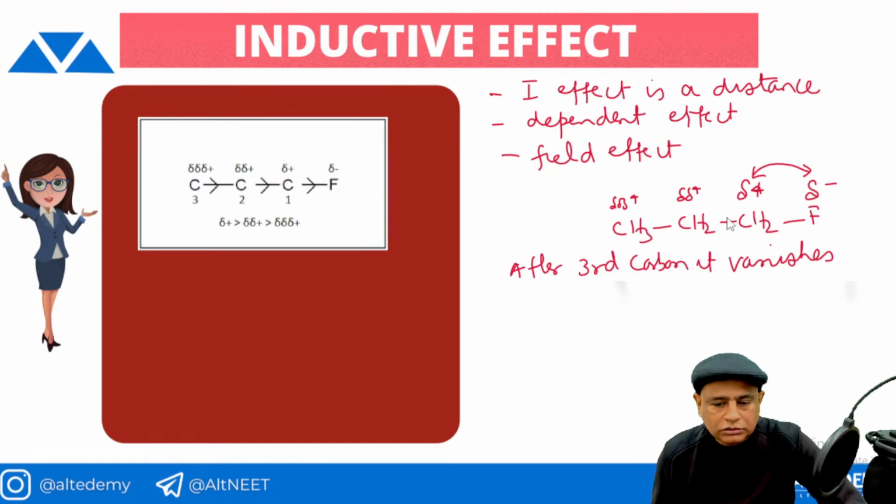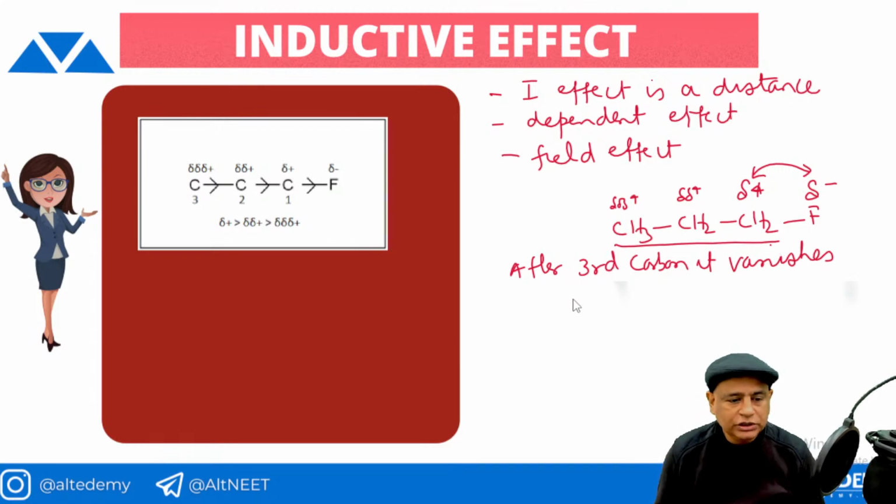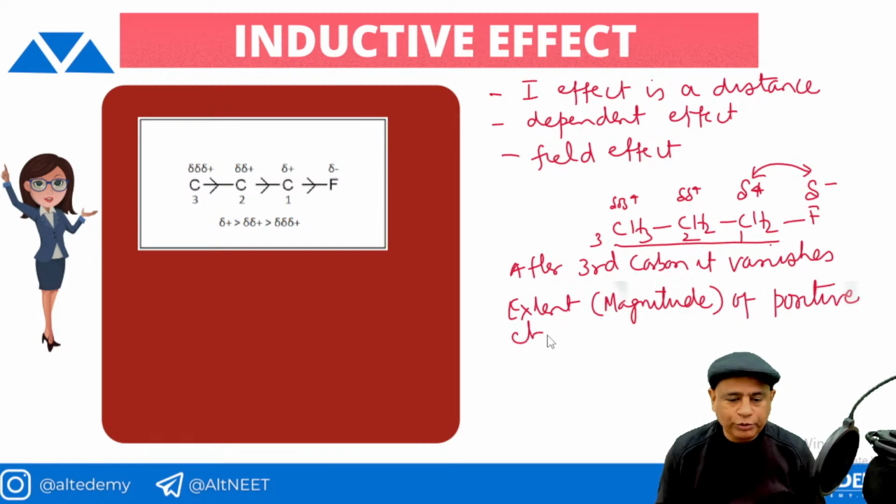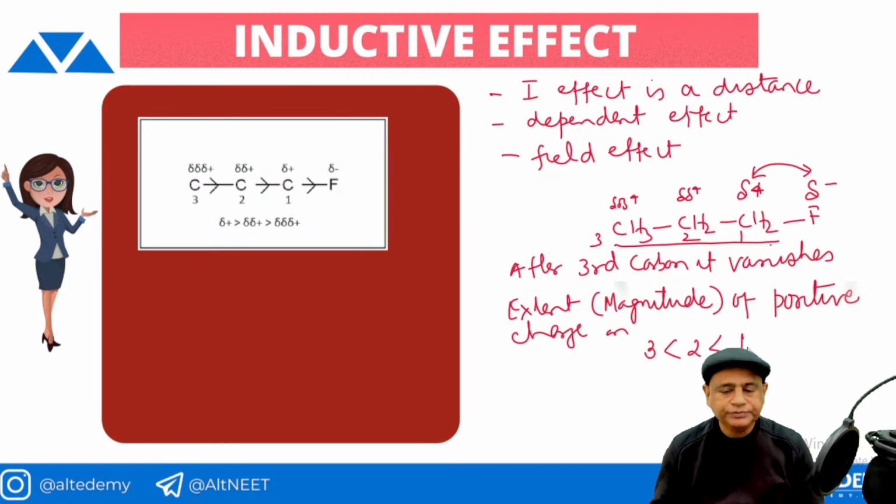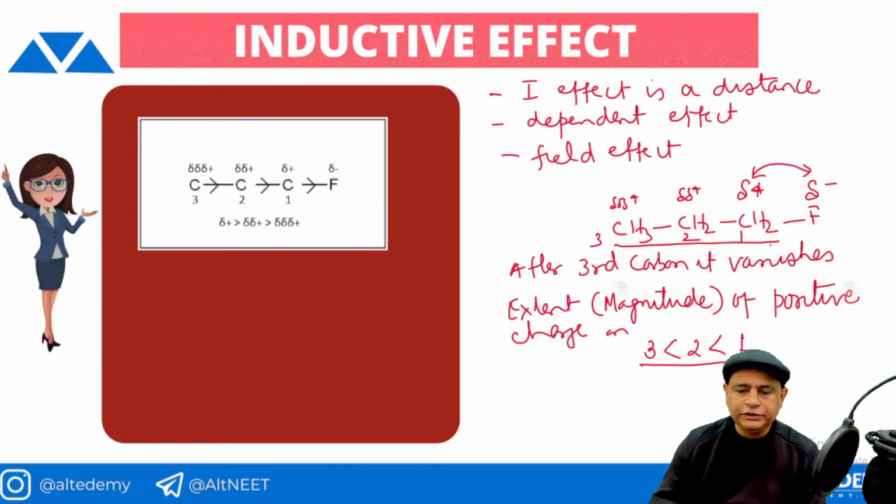So the extent of positive charge on these three carbons can be understood if we say this is 3, this is 2, this is 1. The magnitude of positive charge on 3 is less than 2, which is less than 1. Now, what do we do with such kind of information? Suppose we find out the extent of positive charge is less on the third carbon, more at carbon number 2, and maximum at carbon number 1. What will we do with this kind of information?